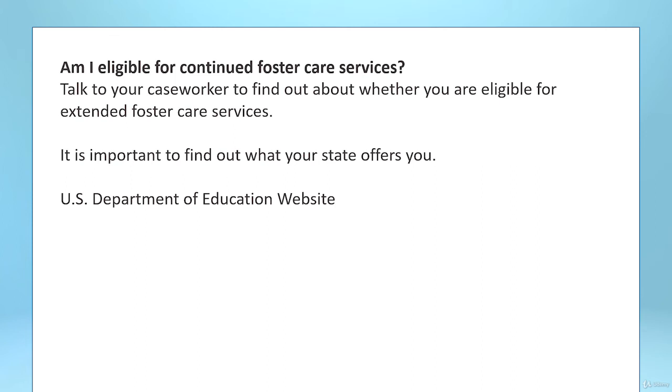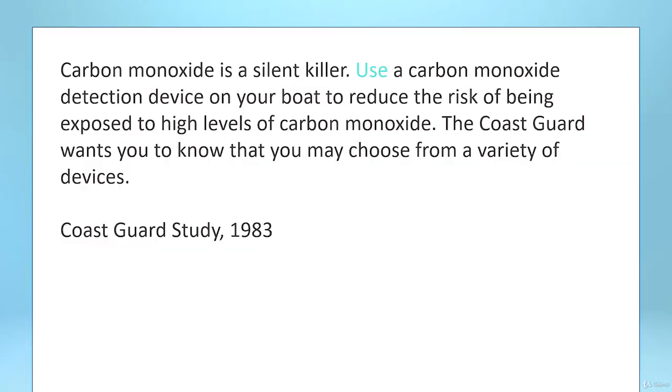So here we can see that the question was answered right away. In the very first sentence, that reader can see what action they are to take. So in both of those examples, we saw that the plain language version had a start command. For the Coast Guard, it was the word use a device. And then for the foster care youth, it was talk to your caseworker.